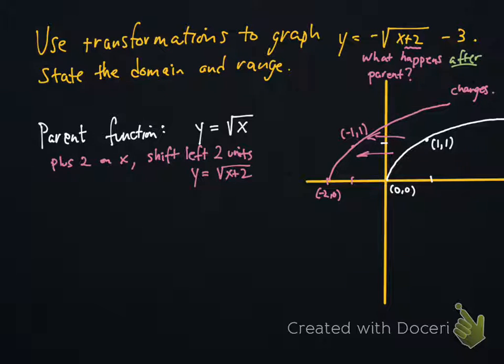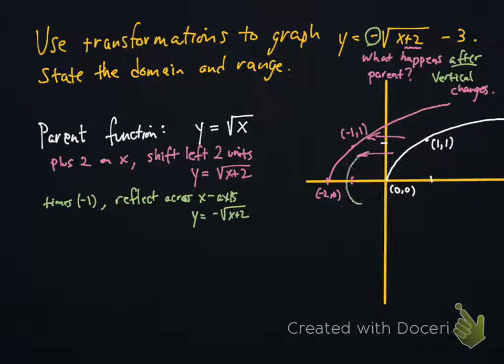And now we want to see what happens after. So things that happen after the parent function is applied yield vertical changes. So these are going to be vertical transformations of the graph. And so I'm looking now to see the first thing that happens after I apply the square root. And there's a multiplication by minus 1. There's a scaling by minus 1. That yields a reflection across the x-axis to give us the graph of y equals minus the square root of x plus 2. So that's going to flip this graph across the x-axis.